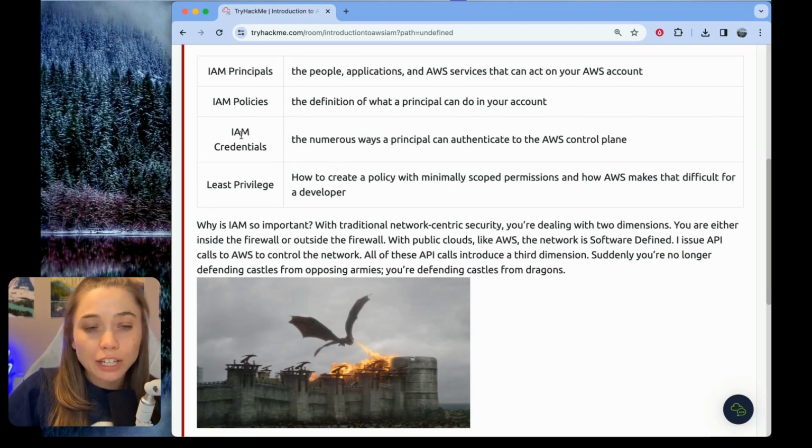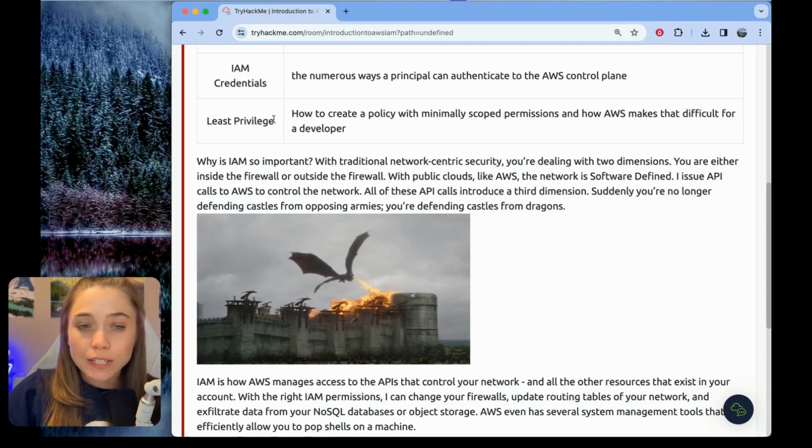So kind of catch the relation here, right? So IAM Principals use IAM Credentials to authenticate to the AWS control plane that we talked about earlier. And then IAM Policies define what that principal can do when they've authenticated. Lastly, here we have least privilege, which is the concept about how to create a policy with minimally scoped permissions and how AWS can make that difficult for a developer. Ooh, interesting. Got a little commentary there.